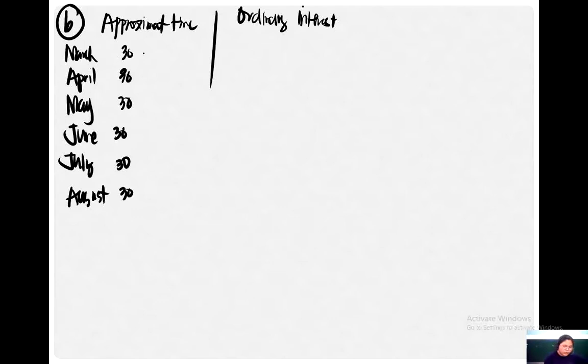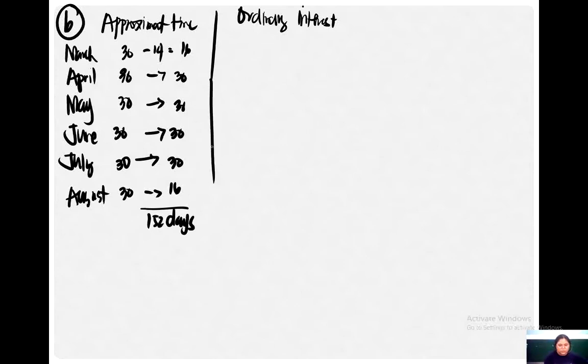It starts with March 14, so we subtract. The answer is 16. Then the rest, just copy until July. The due date is 16, so copy 16. Then add them together. The answer is 152 days.